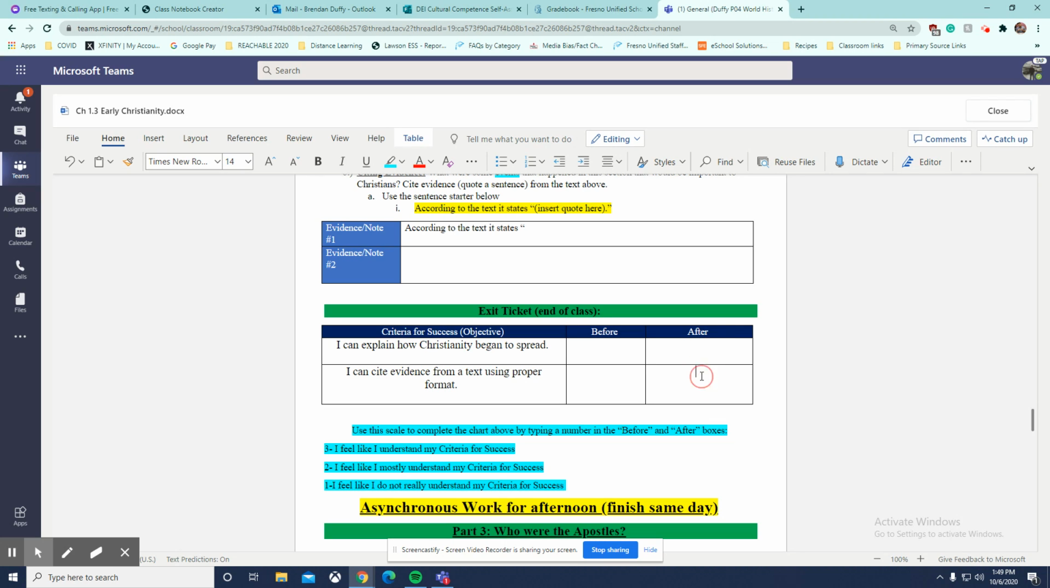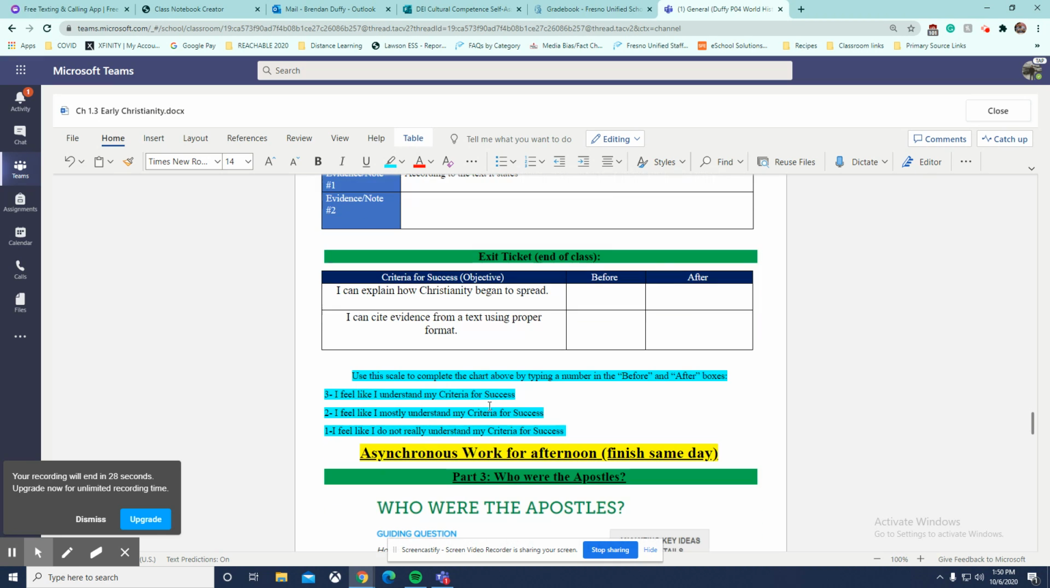Now you'll go back and assess yourself on a scale of 3 to 1 and tell me how well you can explain how Christians began to spread. If you feel like you really understand how to do that, you would give yourself a 3. And then the other one is I can cite evidence from a text using proper format. Hopefully you guys got that one down, but let's say you're not too sure, you might give yourself a 2. I mostly understand my criteria for success. But keep in mind, this is a self-assessment for you, okay?